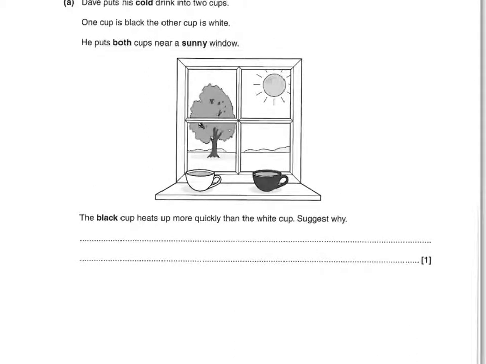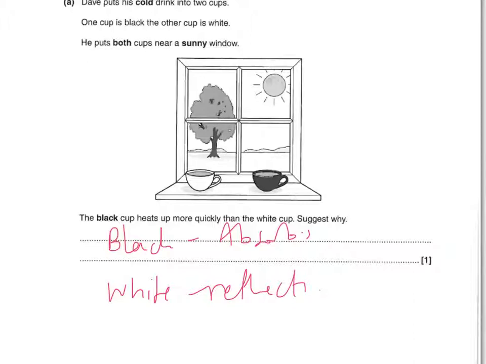So you can either say that black is a better absorber, or you could say that white reflects away. And if you put radiation, that's fine. So you could say black is a better absorber of radiation, or you could say white reflects. So black absorbs and white reflects. One of those 2 will get you that mark.